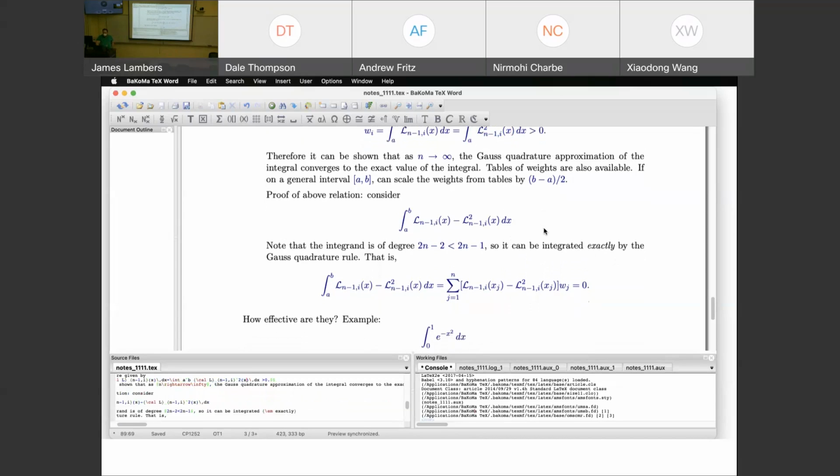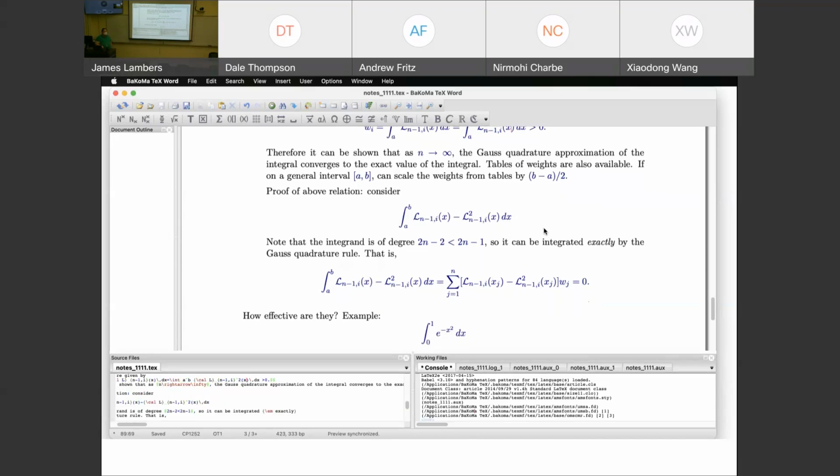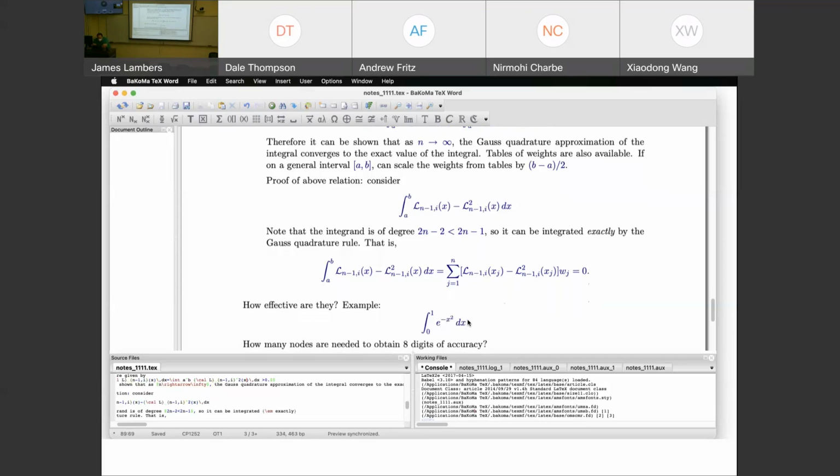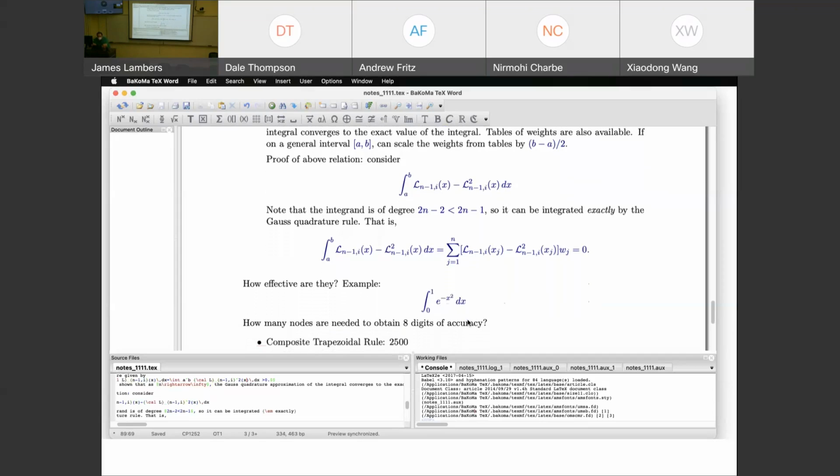Okay, to give you an idea as to how effective Gauss Quadrature rules can be, here's an example. The integral is a Gaussian function from 0 to 1. I want to approximate this integral with 8 digits of accuracy. First I can try the composite trapezoidal rule. Now, I mentioned before, composite trapezoidal rule is a great rule for periodic functions, but for a function like this, not so great. It takes a lot of function evaluations to get that much accuracy.